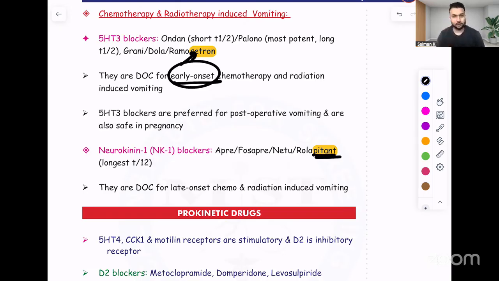So I gave you the mnemonic also. If you come late to the class, you will get pitai. Pitai means beatings. So what is early, late? Less than 1 day is called early. More than 1 day is called late onset. Okay. So that will be the high yield things in this topic.